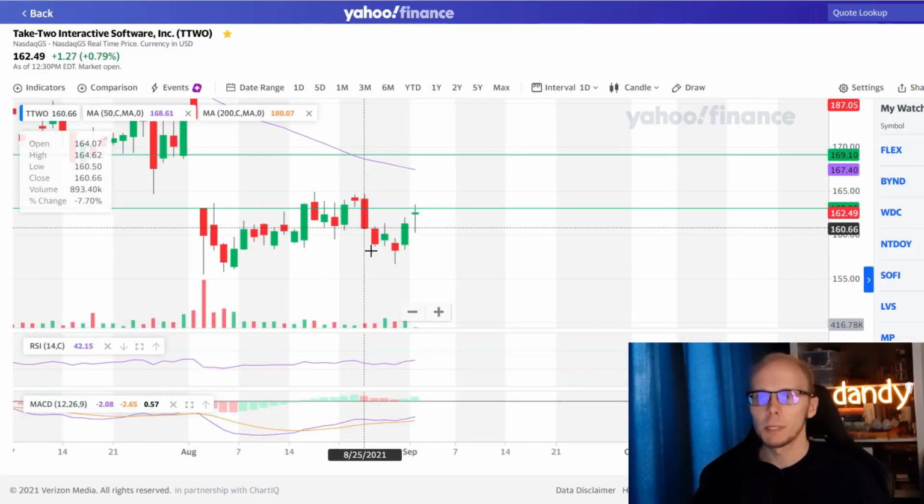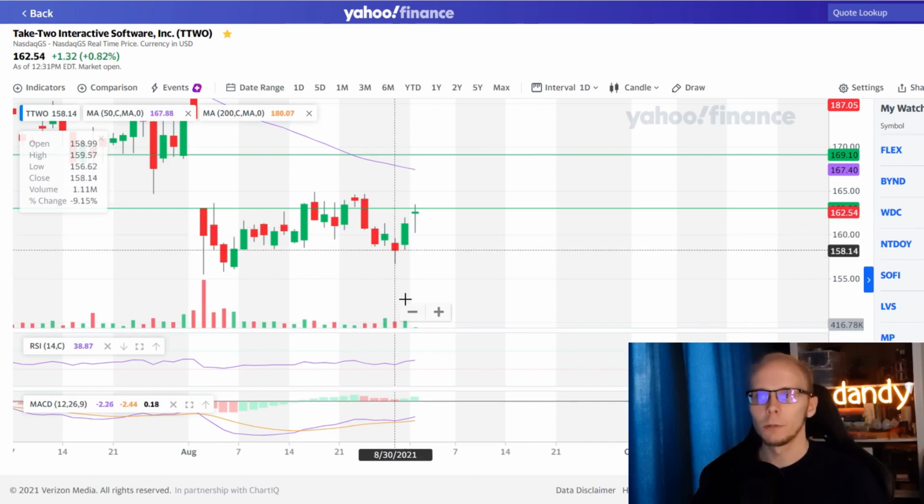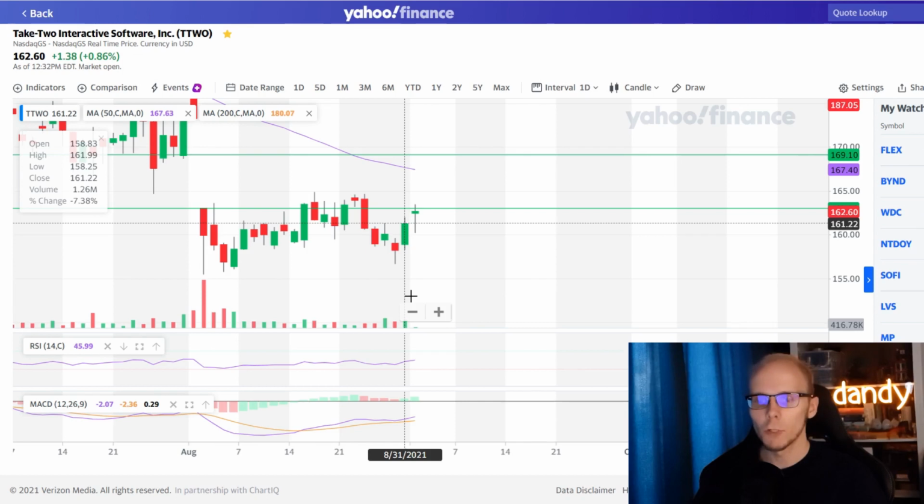Name number 4 is Take-Two Interactive, ticker symbol TTWO. The stock had a huge red candle when we covered it last week, and it kept dropping lower, even to this Monday, with the bottom at $156.62 per share. The relative strength index was just under 39, and the 12-day moving average of the MACD was going down to the 26th one.